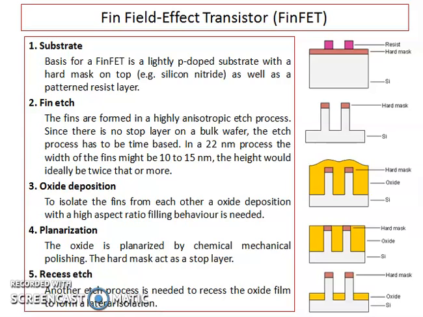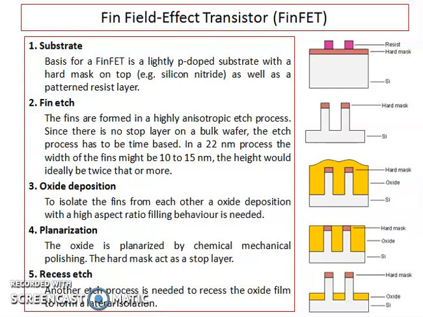Next we have the oxide deposition process. To isolate the fins from each other, an oxide deposition with a high aspect ratio filling behavior is needed. So this diagram shows that we have an oxide filling. Then the planarization. The oxide is planarized by chemical mechanical polishing techniques. The hard mask acts as a top layer, and on comparing these two diagrams we can find that the surface, because of the polishing, is flattened and uniform.